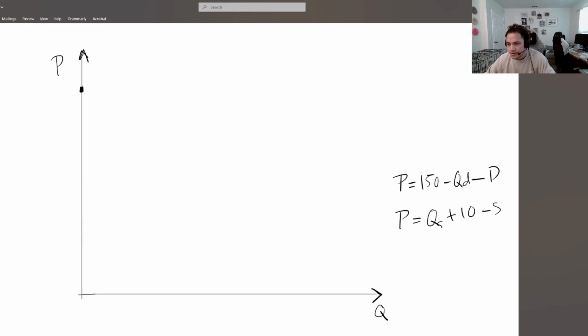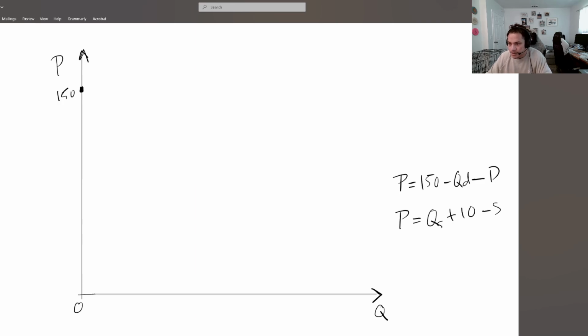So for my demand curve over here, at what price is no one willing to pay for the textbook? Well, I just set my quantity demanded equal to 0. Remember, 0 is over here at our origin. At what price is no one willing to pay for our textbook? Set QD equal to 0. No one's willing to buy the textbook at $150.